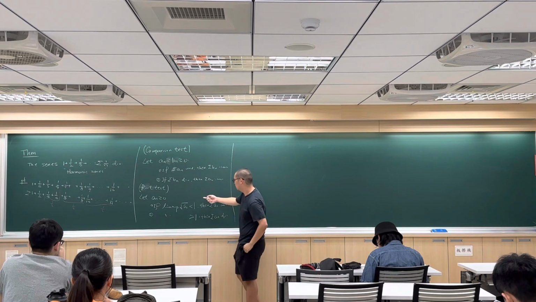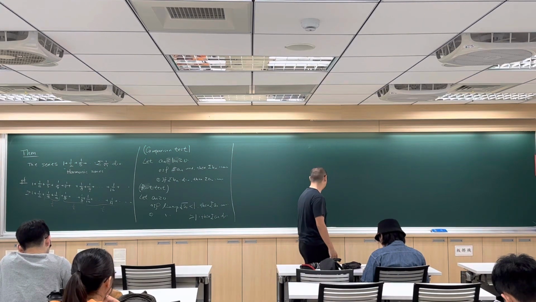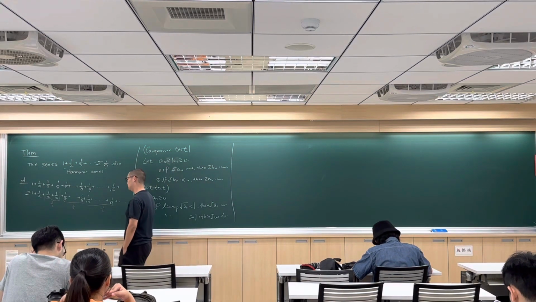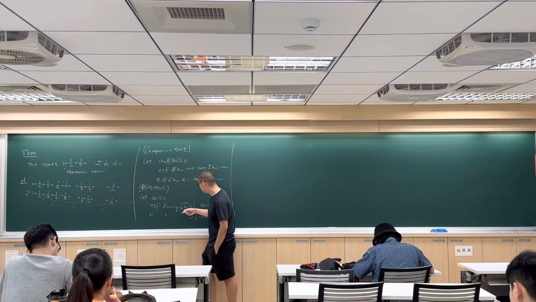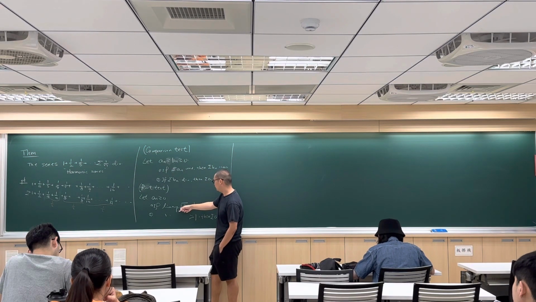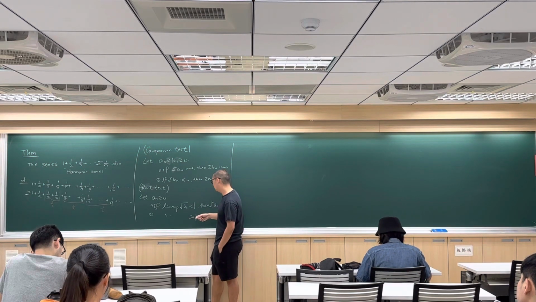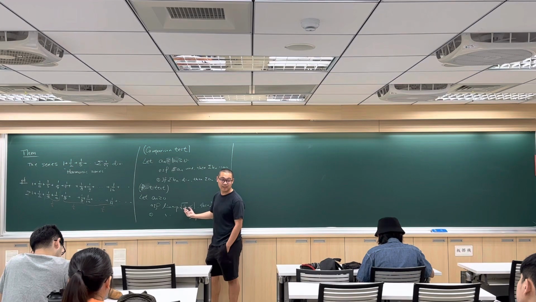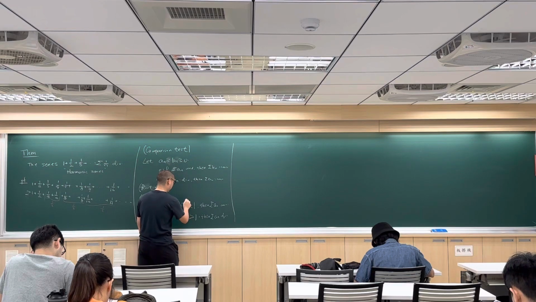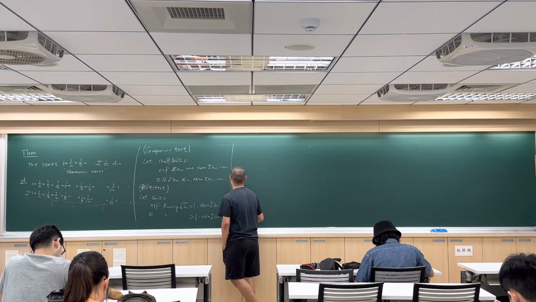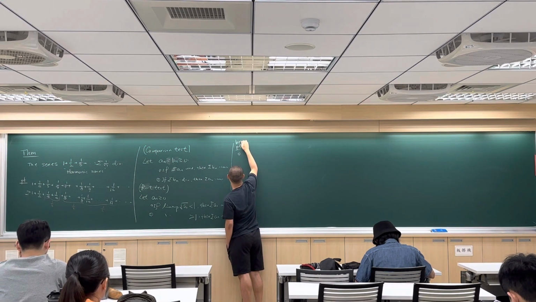So how do you see this one? Just compare. If the limit of an to the 1 over n is less than 1, which means that this number is less than something less than 1. Okay, I'll prove it. A brief proof.